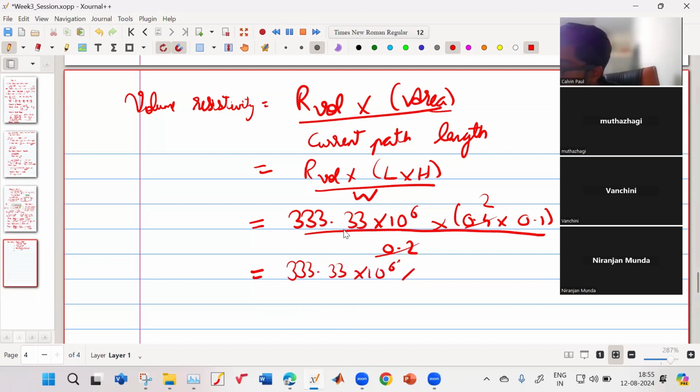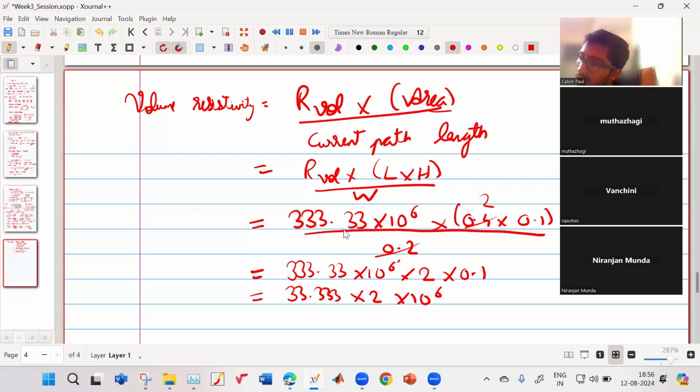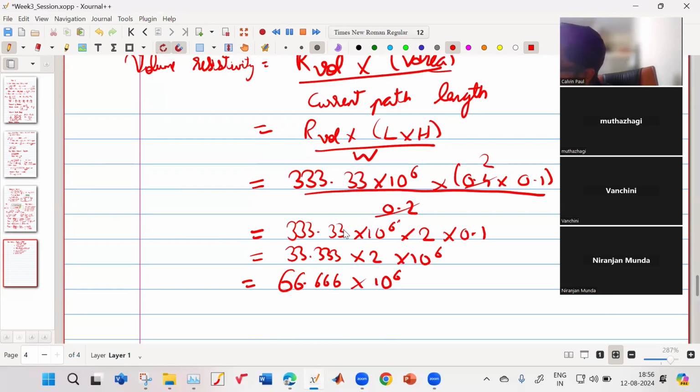So it is 333.33 into 10 to the power 6 into 2 into 0.1, right? So that I can write it as 33.333 into 2 into 10 to the power 6, right? Because it is 0.1, the point gets shifted. So 333.333 multiplied by 0.1 becomes 33.333. Then you multiply this, it becomes 66.666 into 10 to the power 6, and this is in terms of ohm meter.